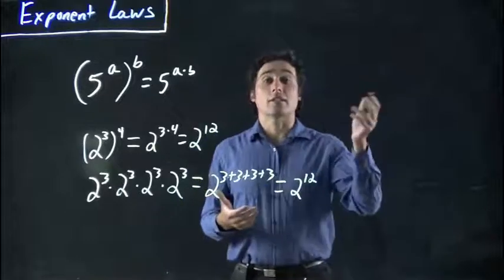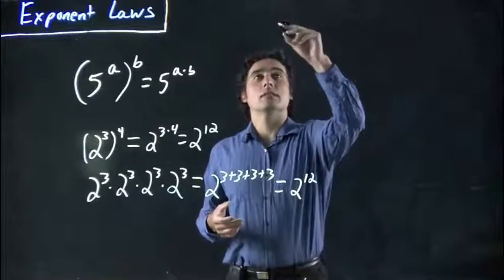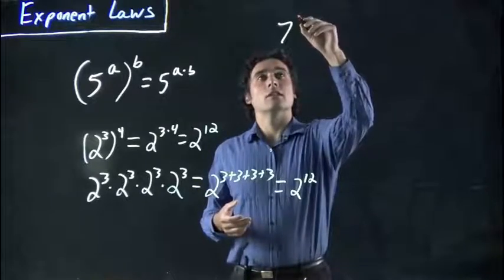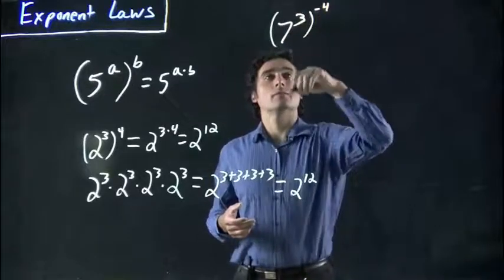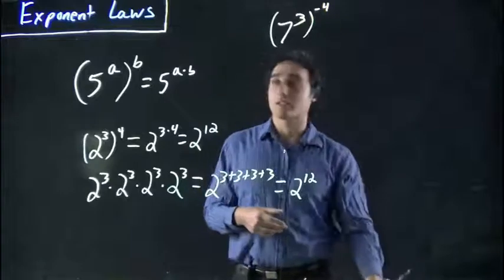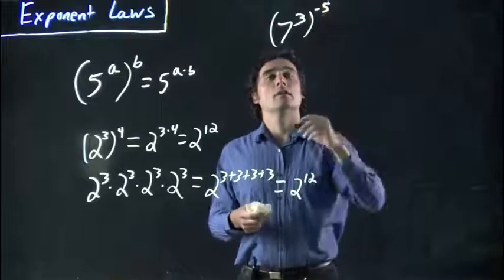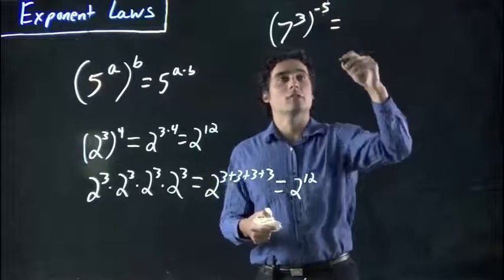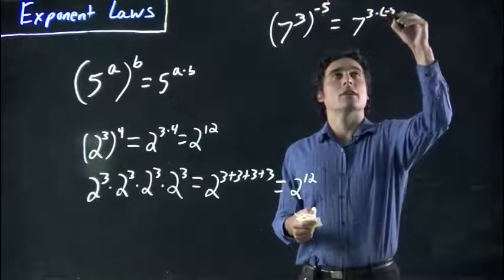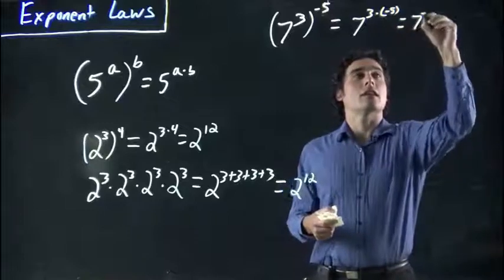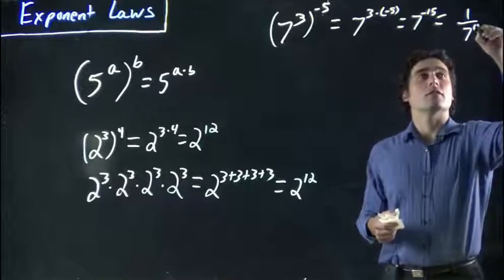Let's say I start introducing negative exponents again. Maybe I have 7 to the power of 3 all to the power of negative 4. 3s and 4s a lot today. So let's switch this actually to negative 5. Well, we still apply the same exact rule. This is 7 to the 3 times negative 5, or 7 to the negative 15, which if I really want to, I could write as 1 over 7 to the 15.